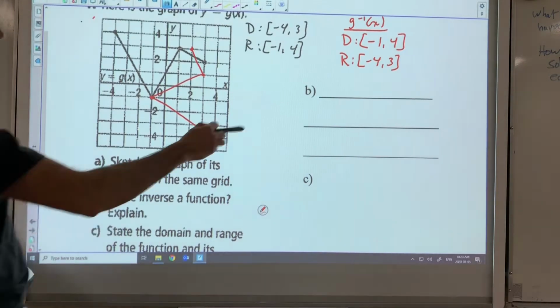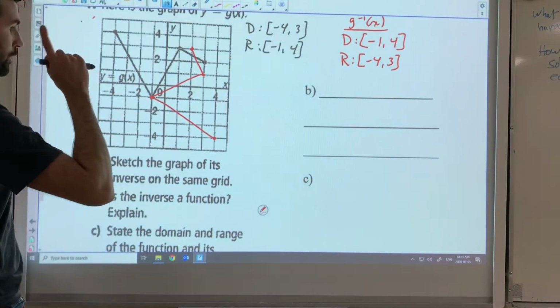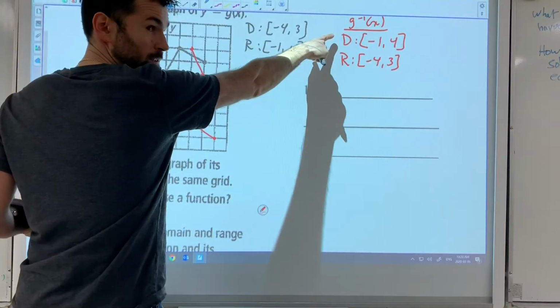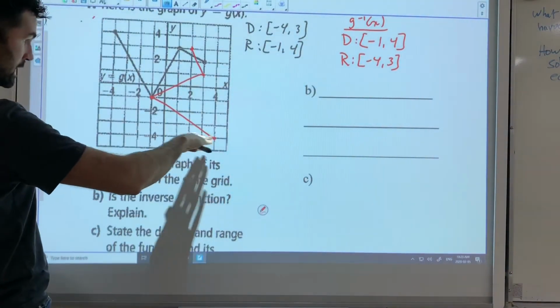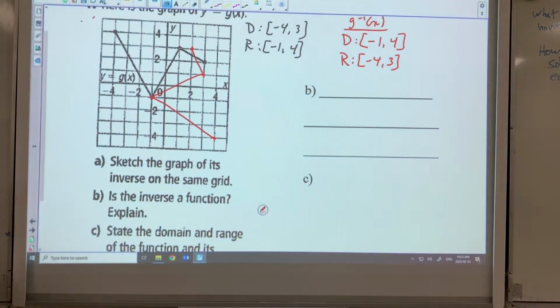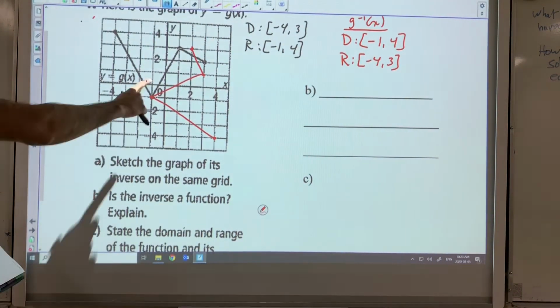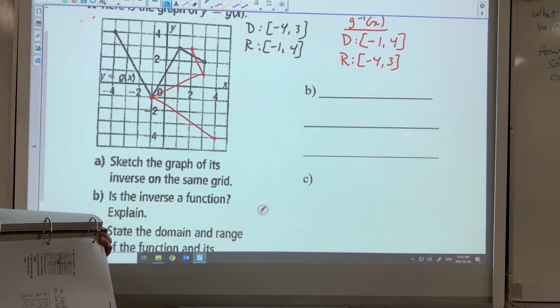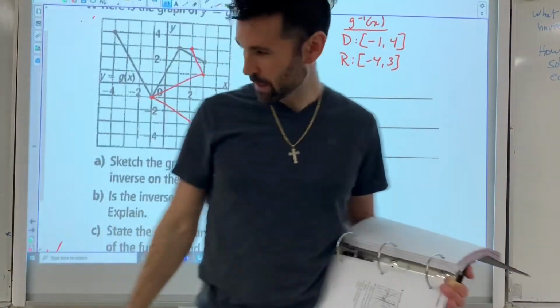Let's look at our prediction for domain and range. So the domain should be -1 to 4. Did we get it? Yeah. The range should have been -4 to 3. Did we get it? Excellent. Perfect. Now, is this one a function? No. Why not? Because it doesn't pass the vertical line test.